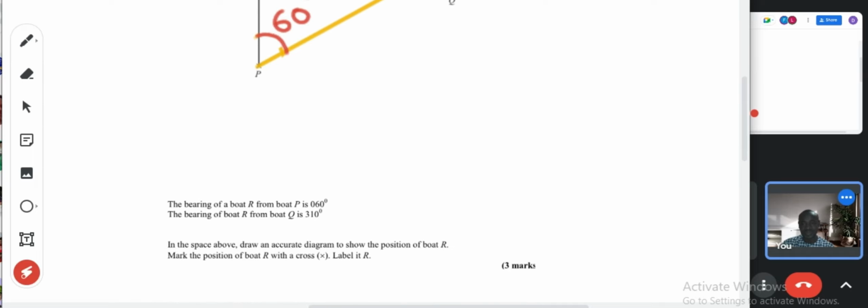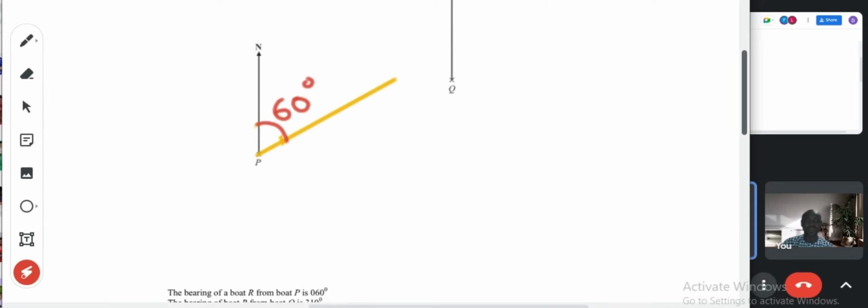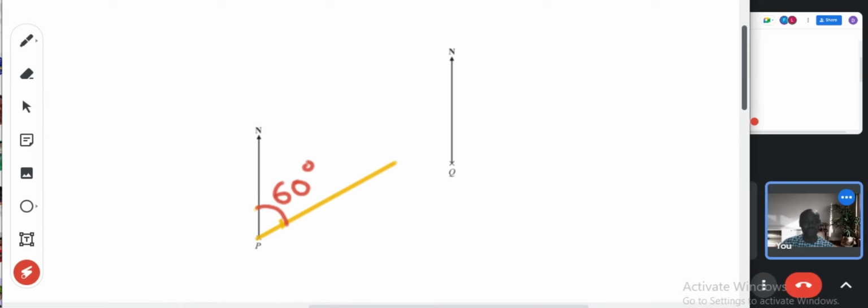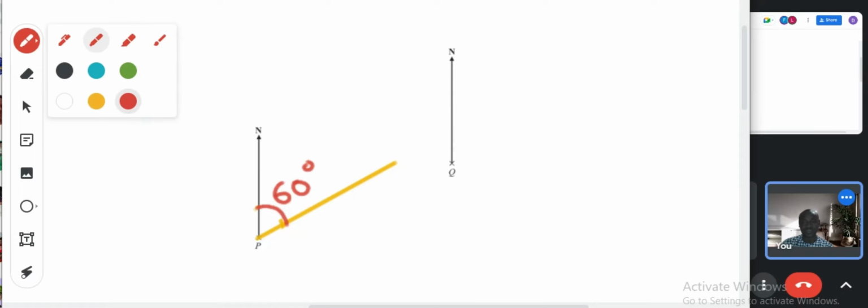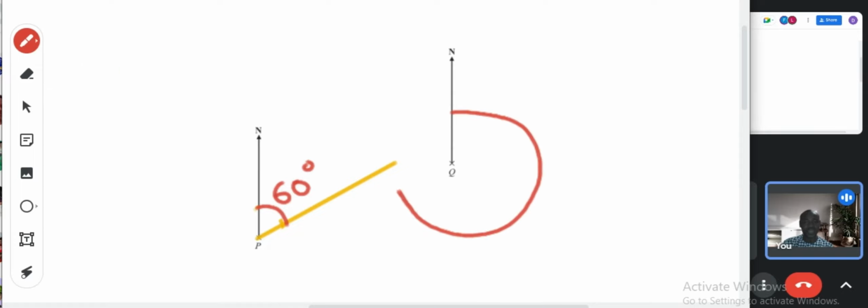Another bearing is given. Read this one I'm underlining. The bearing of Q from R is 310. How would we measure 310? In bearing measurement, we only go clockwise. We don't go anti-clockwise. So you measure clockwise. Let me illustrate first. The angle must be 310 measured clockwise. It's always a clockwise measurement.